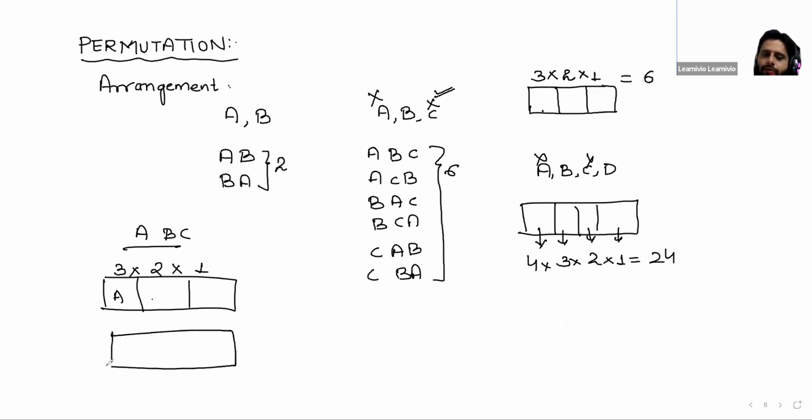Now, what if we say that repetition is allowed? Then Krishna, can you tell me how many options the first box has? 3, sir. Very good. Next one. 3 again. Very good. Next one. 3, sir. Very good. So this is equal to 27, and this is equal to 6. So when repetition is not allowed, we will use this concept. When repetition is allowed, we will use this one. This clear, Krishna? Yes, sir.